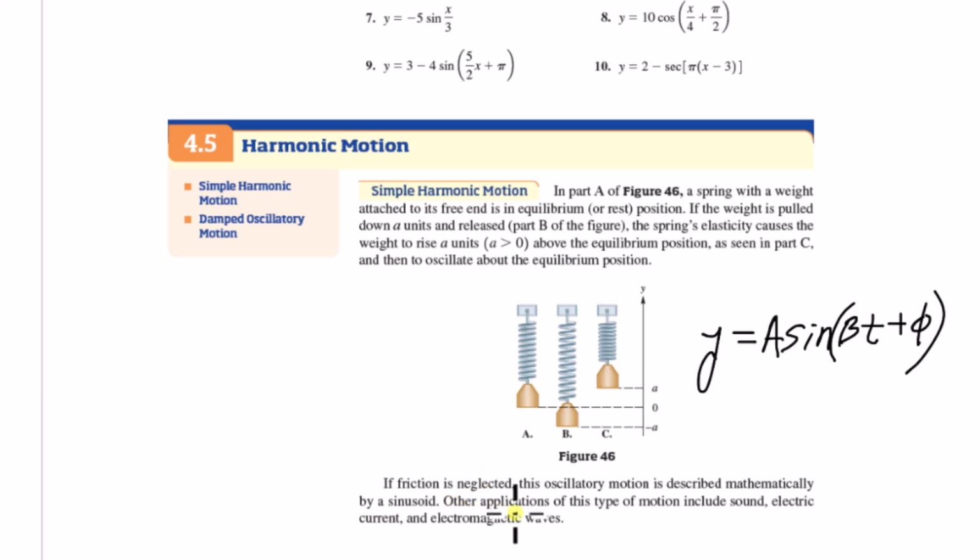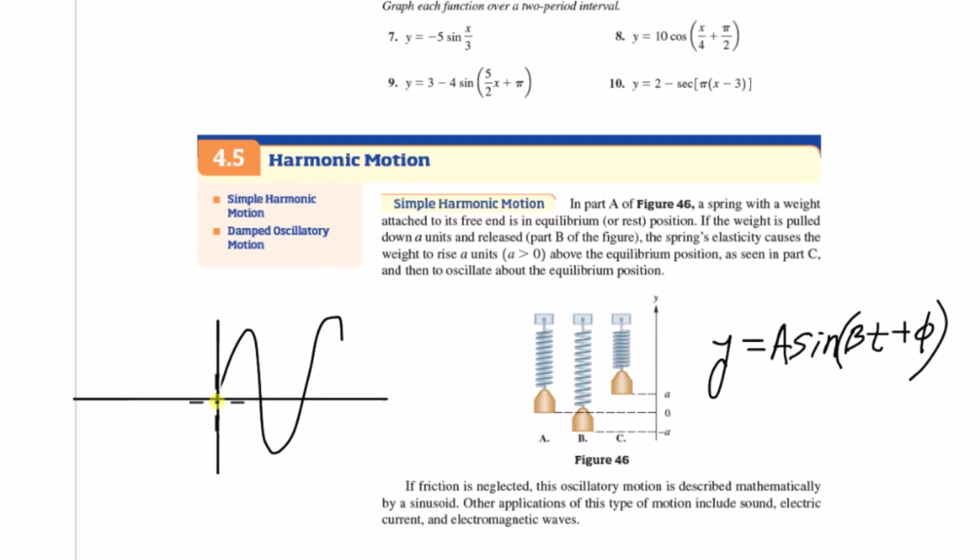Okay, so other applications of this type of motion include sound, electric current, and electromagnetic waves. This harmonic motion, right? Because you have sound waves, electromagnetic waves. A wave, think about a wave in the ocean, right? Sinusoidal.